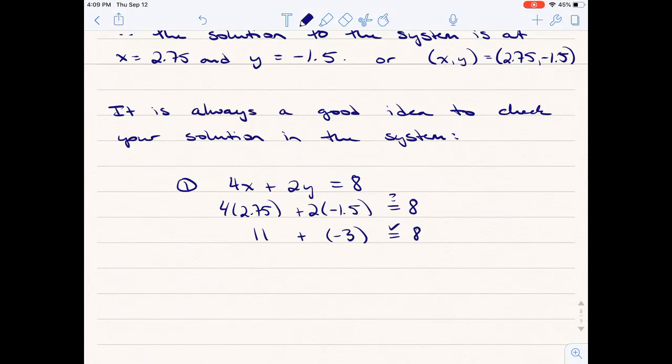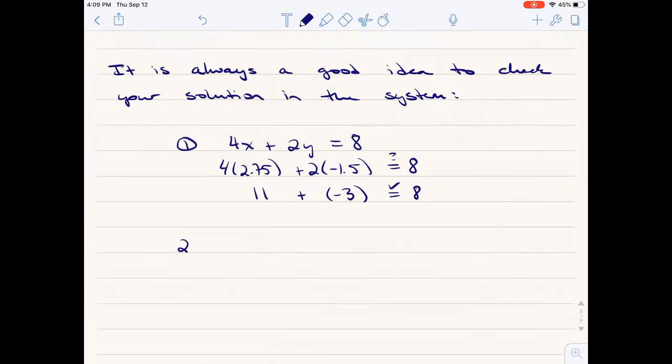All right. We'll check the second equation too. 2x minus y, does it equal 7?